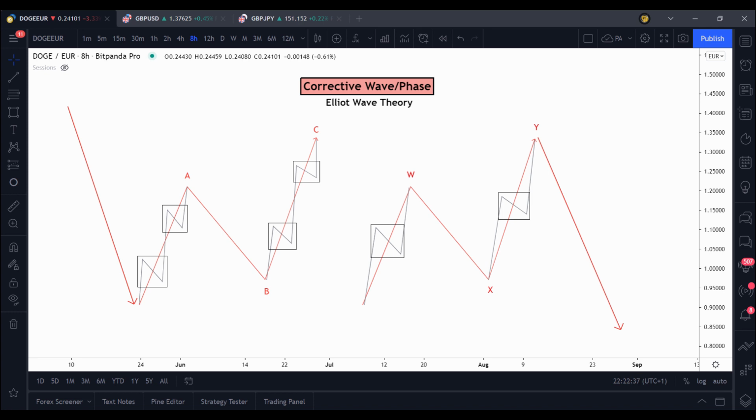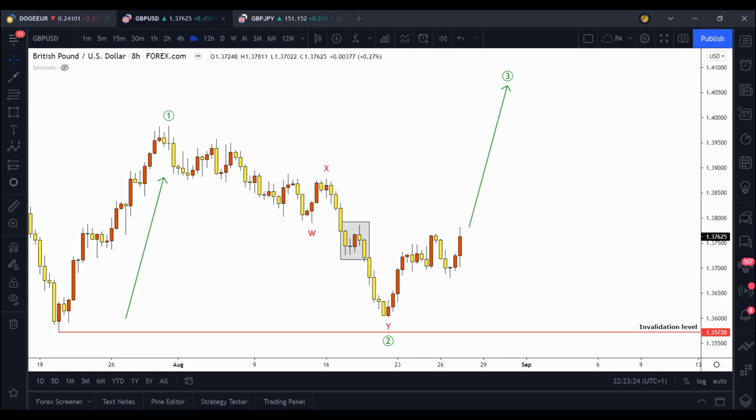In order to get a better picture of what corrections look like, how the market behaves during a correction, and how to label corrections, I'm going to be switching over to some real-time charts where I can show you how things go. As our first example, I have pulled up GBP USD on the chart.